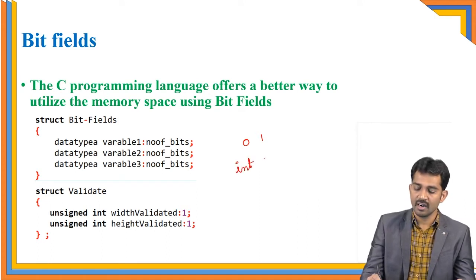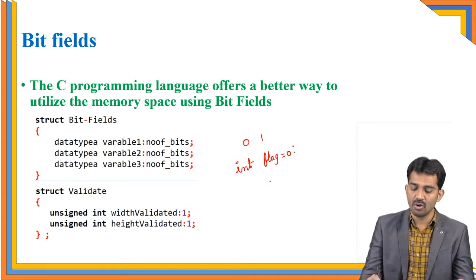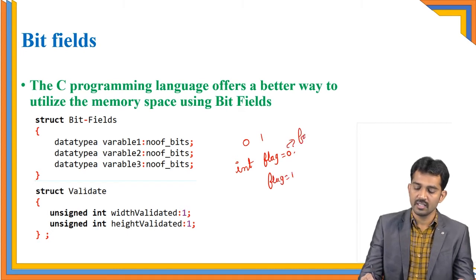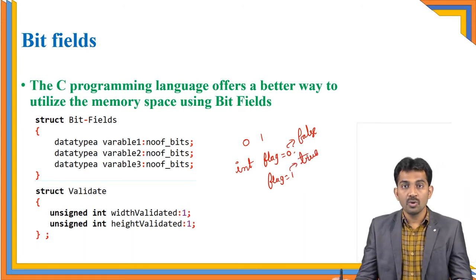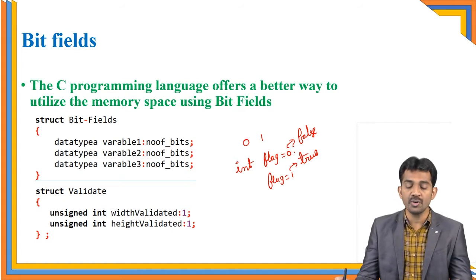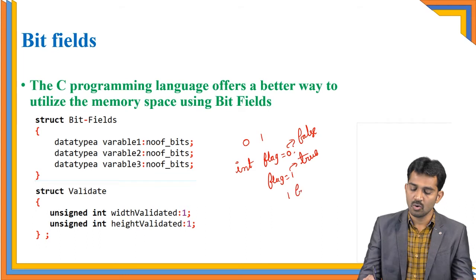For the 0 or 1, if you take int flag equal to 0, it is going to take flag of 0 or flag of 1. 0 means it is false, and 1 means it is true. Yes or no? So for either 0 or 1, how many bits are you going to use? Only 1 bit. Yes or no? 1 bit.